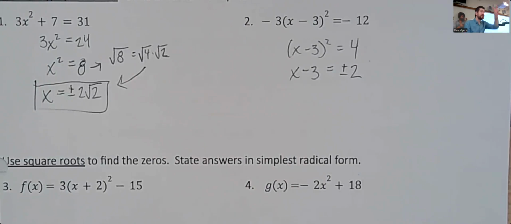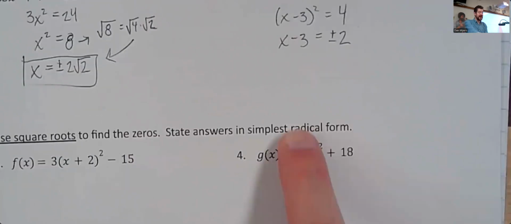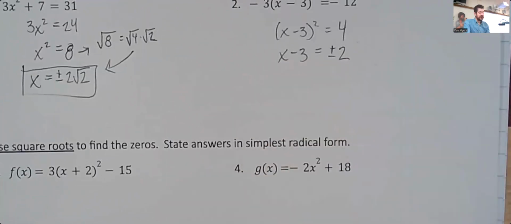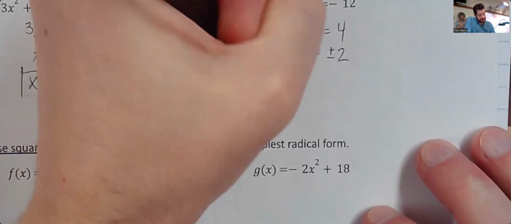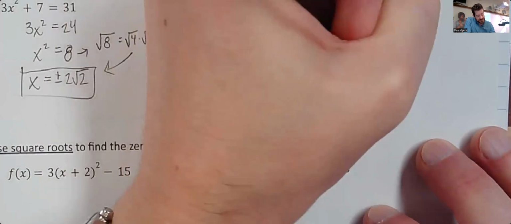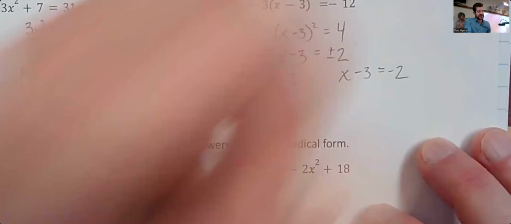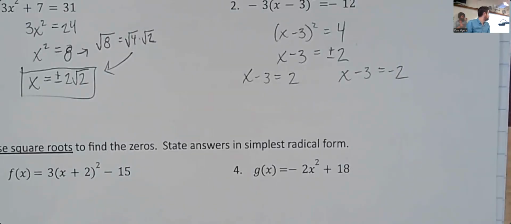So we have to write 2 equations now, because x is not yet by itself. So we're going to say x minus 3 equals 2. X minus 3 equals negative 2. And then solve both of them by adding 3.